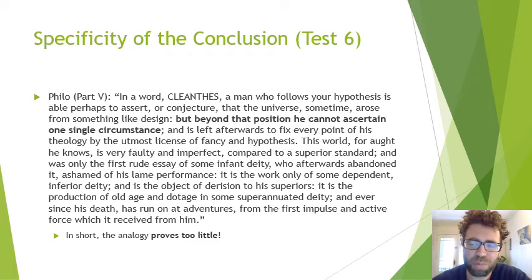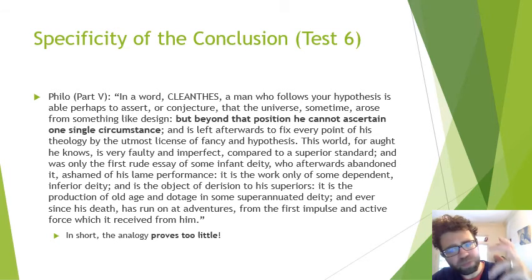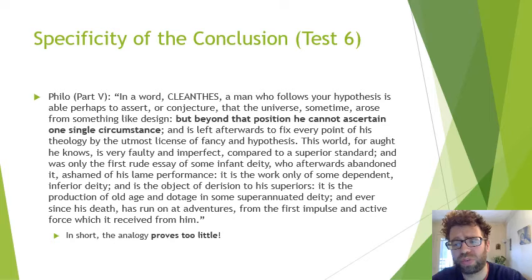In other words, I think what Hume is pointing out here, first of all, is that the conclusion is not specific enough. Cleanthes wants to get the Christian God out of this picture, and he can't get the Christian God. All he can get is a designer, not anything about the designer.